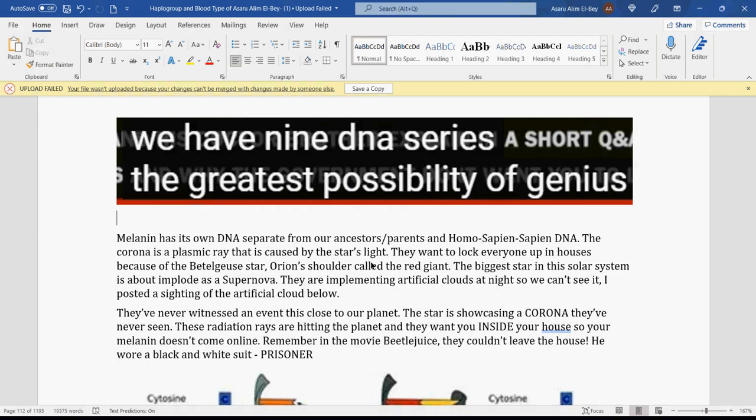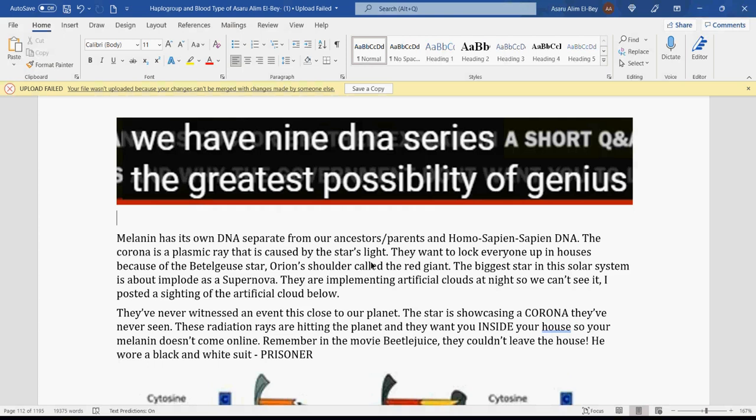And so we know these radiation waves are hitting the planet Earth, hitting us. So they wanted us inside the house so that our melanin didn't come in contact with it. This is why I said on the video, with panic, get your asses out in the sun. Open up the goddamn window if you need to and get you some of that.